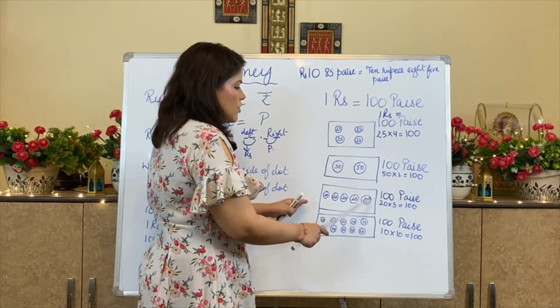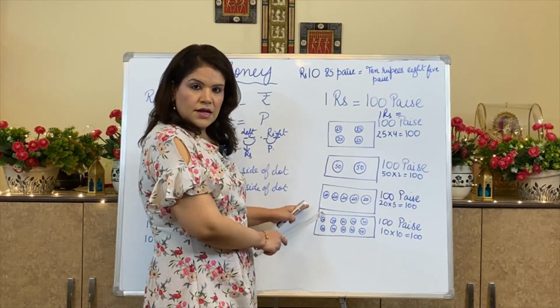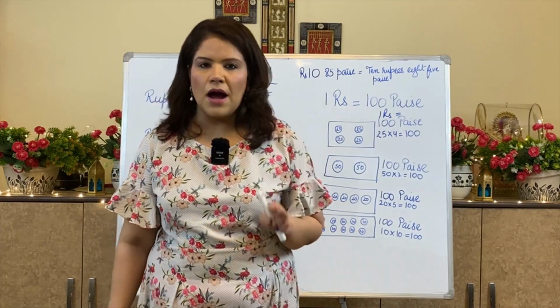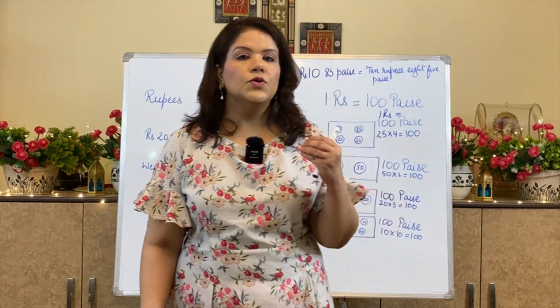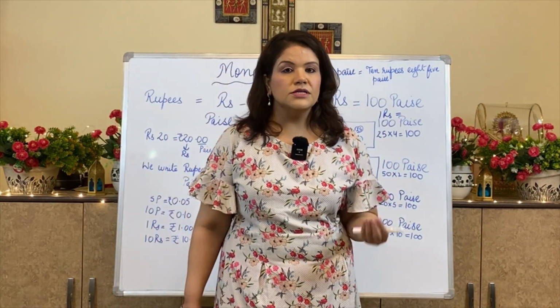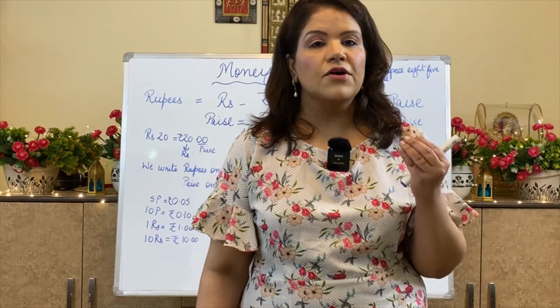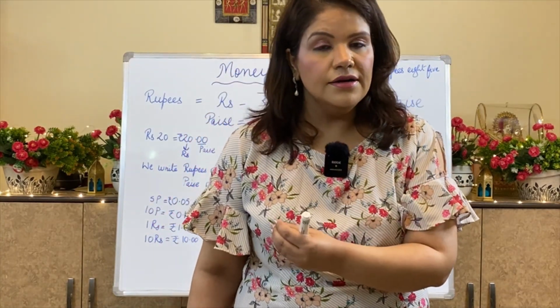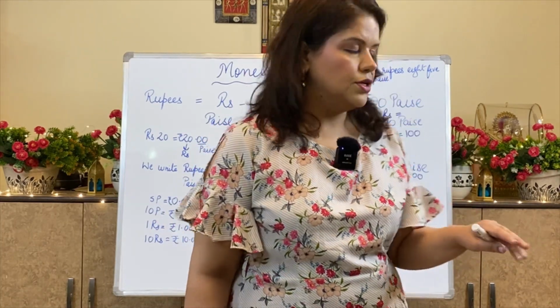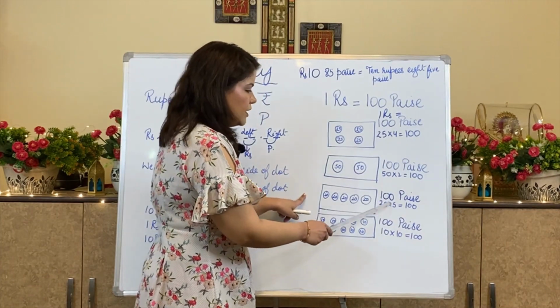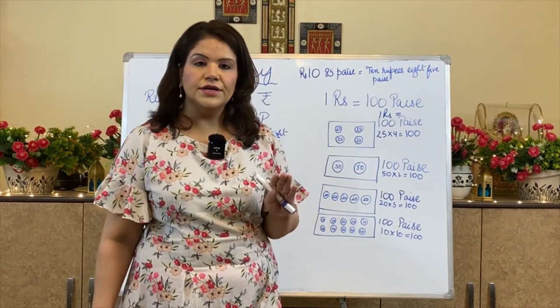The same way, if I am taking 20 paise, there will be 5 equal parts of 100 paise. Then we will have 20 paisa. That means 20 paisa multiplied by 5 is equal to 100. That means we have divided 100 into 5 equal parts of 20 each. So 20 paisa coins, if I take in number of 5, will make equal to 100 paise.